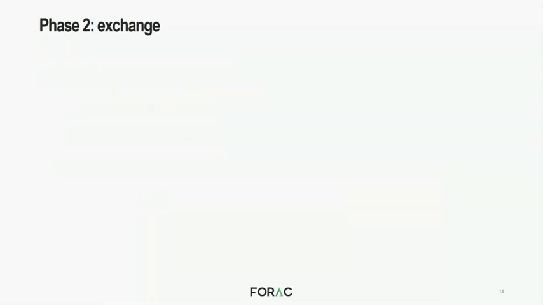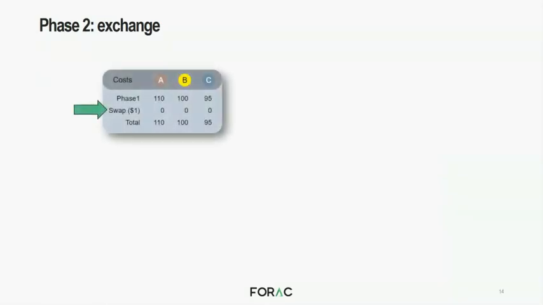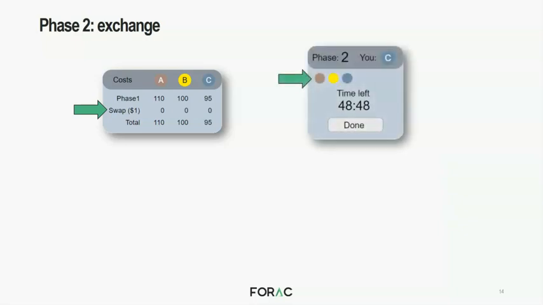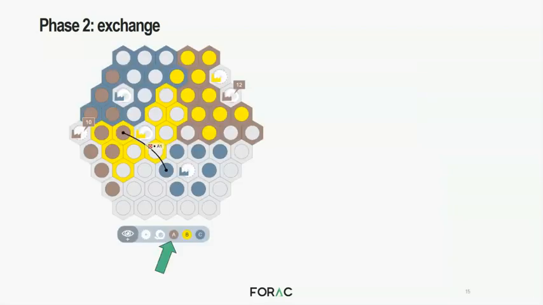There is information available of the cost from the previous phase and the additional cost for the exchange or swaps. The total cost is also given. In addition, the remaining time of the phase is given. In this slide, we view the situation for the Brown company, or player A.